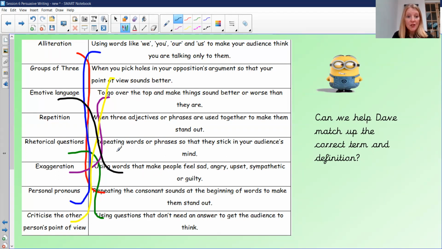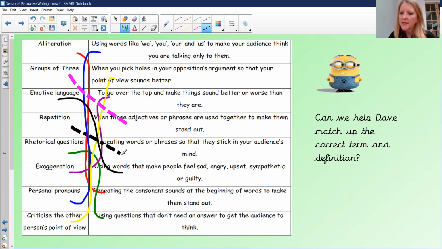Okay, so we've got these 2 together, haven't we? Those 2, that repetition and group of 3. Repeating words or phrases so that they stick in your audience's mind, or when 3 adjectives or phrases are used together. Okay, so the group of 3 is when we use 3 adjectives. Oh, there's a big pink dotted line. When 3 adjectives or phrases are used together. And then the last one, repetition, is repeating words or phrases so they stick in your audience's mind. So those 2, like I said just now, they are quite similar.